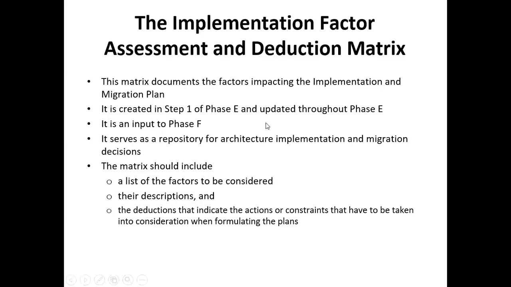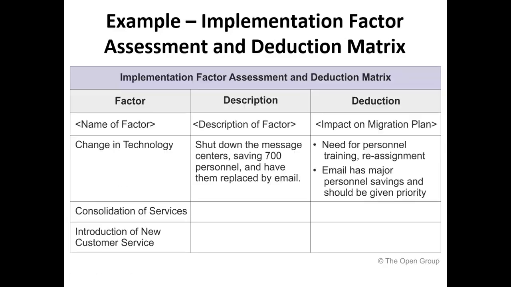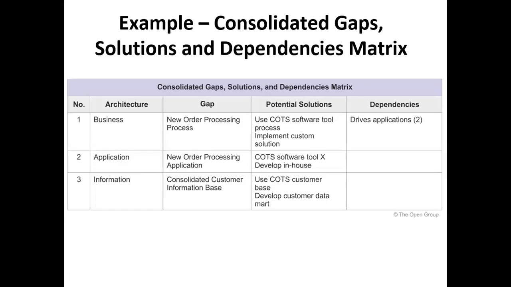So here we go. Next one. The second one is called the consolidated gap solution dependency matrix. Let's look at the first example, the business architecture. You found a gap for a new order processing process. What is the potential solution? You can use a COTS software, tool, process, etc., and deliver it. And the dependency is basically to drive the application.